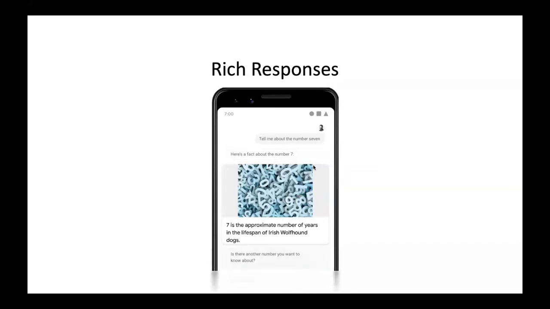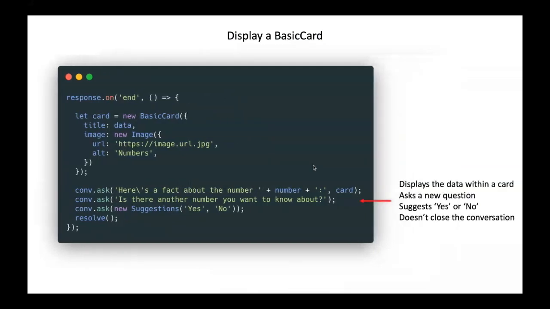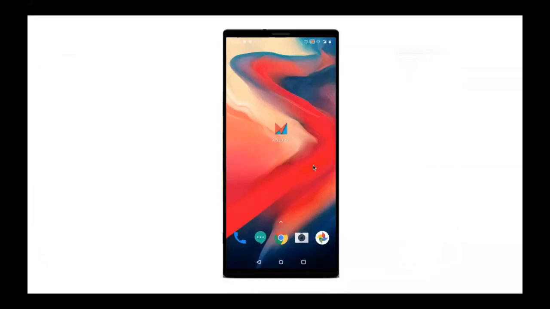Here I want to update my action to display the fact in a card with an image. Well, then I just need to add a little bit of code in the building of my response in the cloud function, nothing more. I just display a basic card object configured with the fact, and that's it. So here's the final result of my conversational action tested directly on my phone.